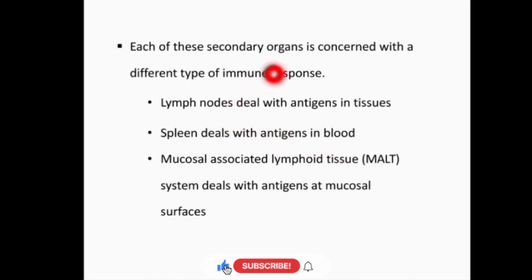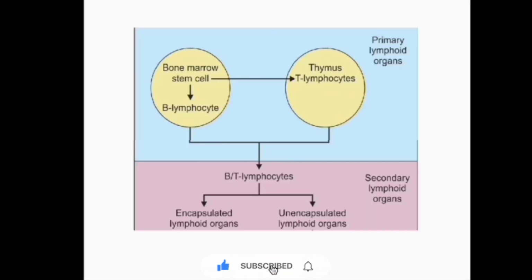Each of these secondary organs is concerned with a different type of immune response. Lymph nodes deal with antigen in tissue. These are all secondary organs. Lymph nodes deal with antigen in tissue, and the spleen deals with antigen in the blood. Mucosal associated lymphoid tissue deals with antigen at the mucosal surface. Further, the secondary organs are lymph nodes, spleen, and mucosal associated lymphoid tissue.